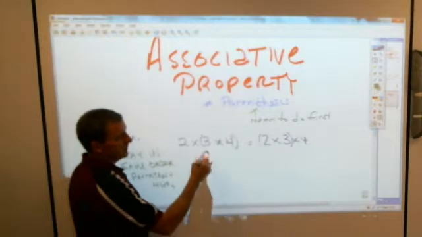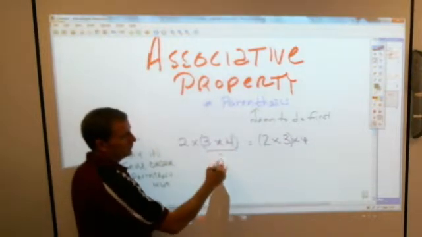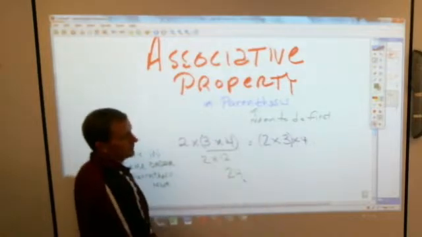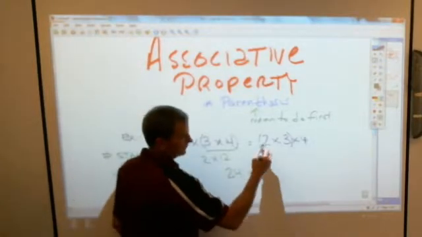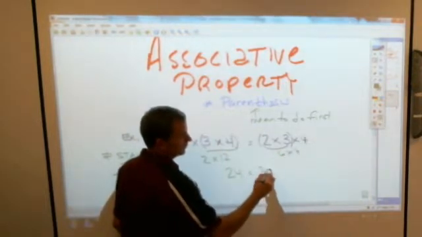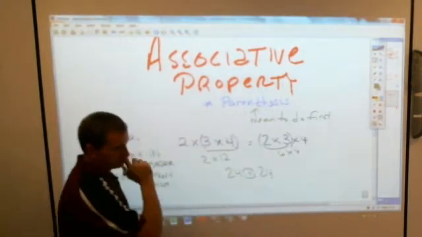And the beauty of that is, remember I said parentheses have to be done first. You're going to do 3 times 4 is 12, and then 12 times 2 is 24. And then over here, 2 times 3 is 6, and 6 times 4 is 24. It works. They are equal. Okay?